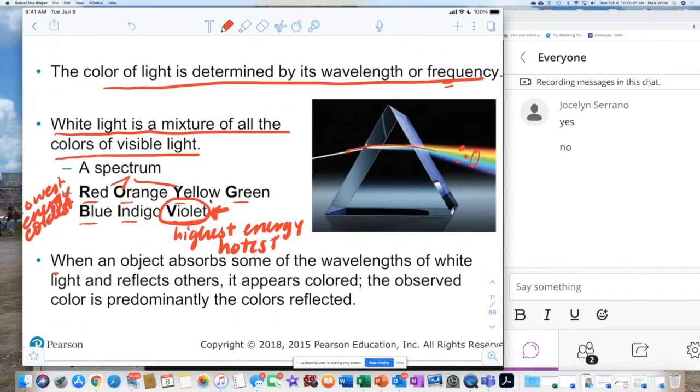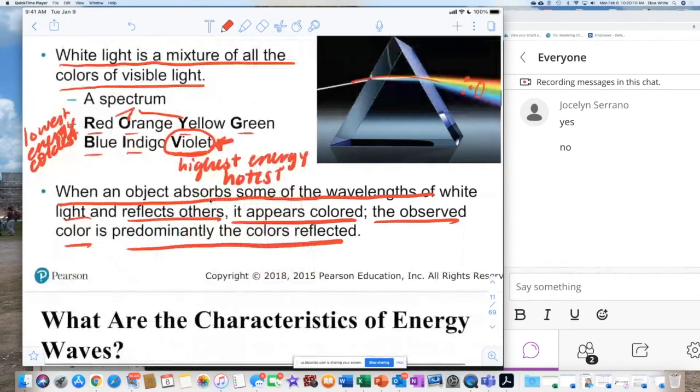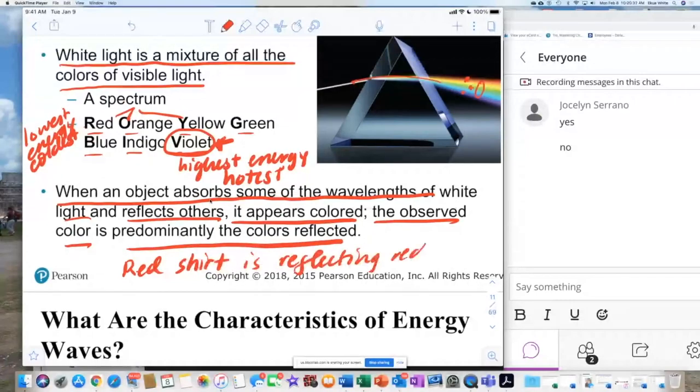End of story. We're told here when an object absorbs some of the wavelengths of white light and reflects others, the color that we see is the color that's reflecting. Okay, so it appears colored. The observed color is predominantly the colors it's reflecting. So if you have a favorite shirt that is reflecting red color, but absorbing other colors, the people who designed the pigments that made that shirt have to design the pigment using a chemical that has the reflecting and the absorbing ability.